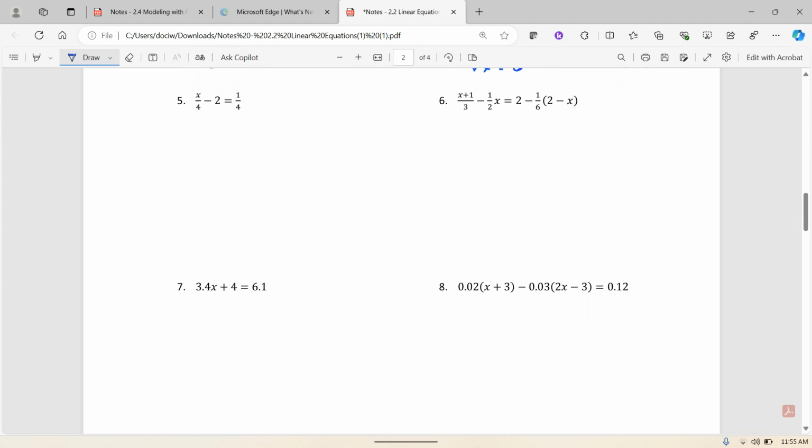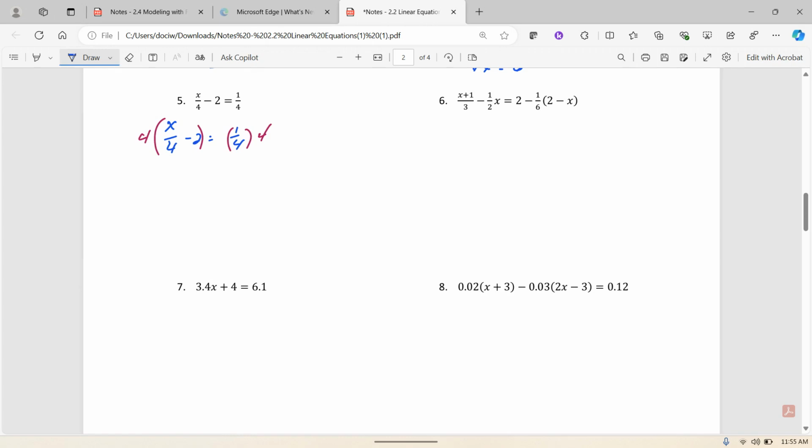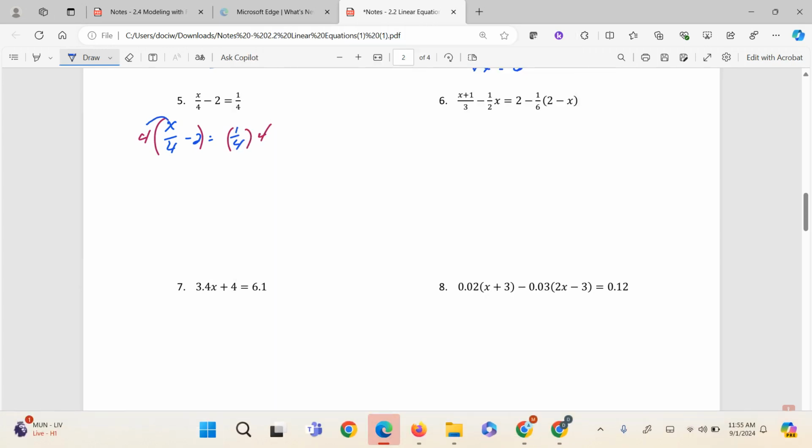The first thing I want to do, like I said, is to clear the fractions. You'll notice that in number 5, we have a denominator of 4 in both of these fractions. So what I choose to do is to multiply, I'm going to rewrite this to give myself more room, both sides of that equation by 4. And what that's going to do for me is it should eliminate my fractions, because now 4 times x over 4 is 4x divided by 4, and those 4's will cancel. And that will leave me with just x.